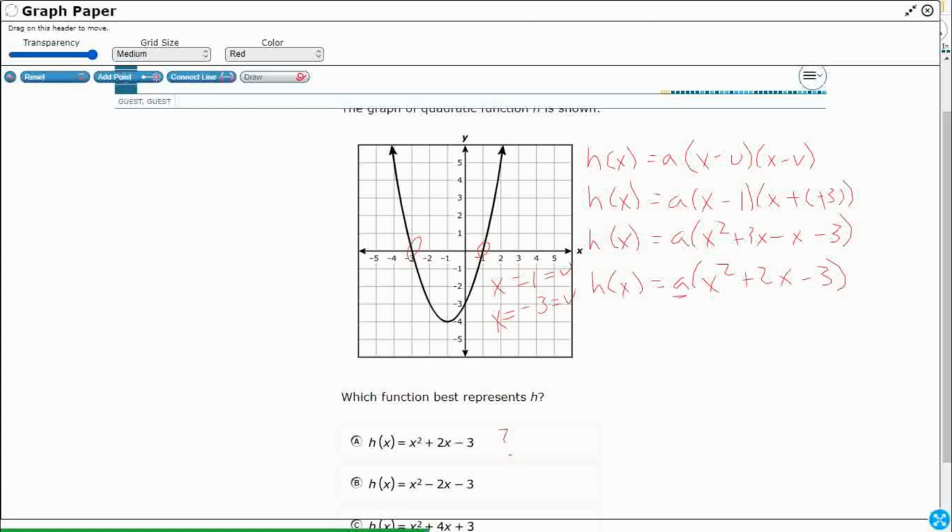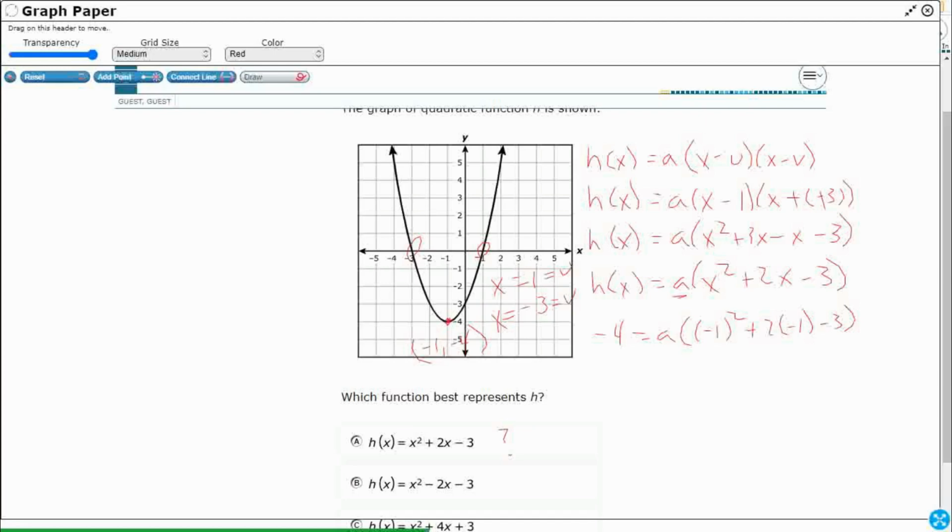Now, even though this is one of the answer selections right here, this is a, but I still don't know what that multiplier is. So I need to substitute a point. Let's go ahead and just substitute in that negative 1, negative 4, let's substitute in the vertex since that seems like a pretty good point. Okay, so my y value is going to be negative 4 equals a, and I'm going to just substitute in negative 1 plus 2, negative 1 minus 3.